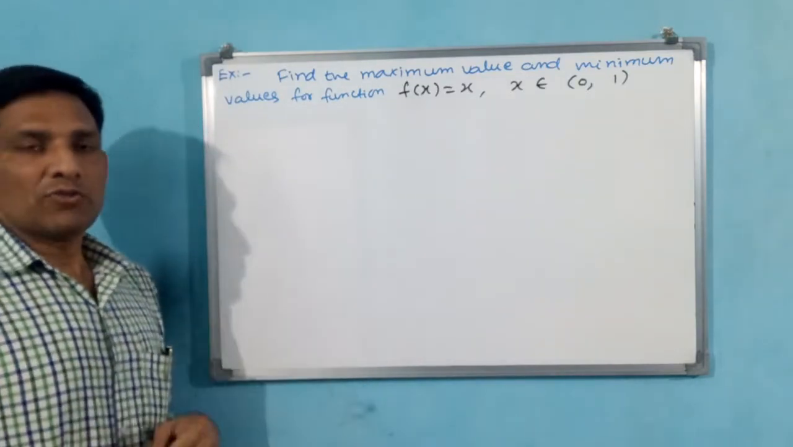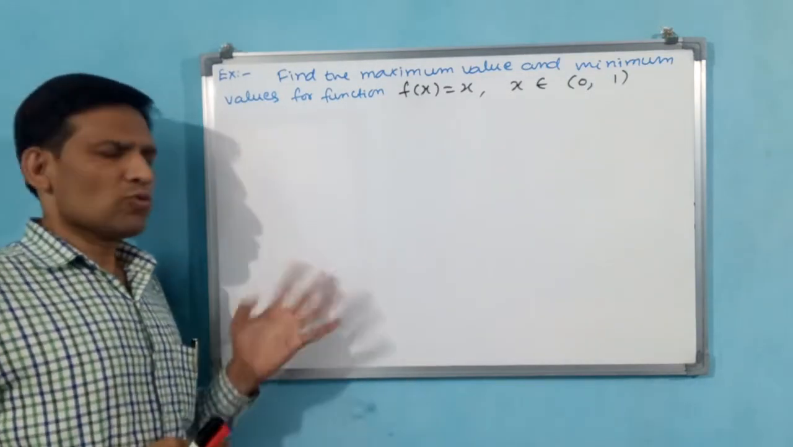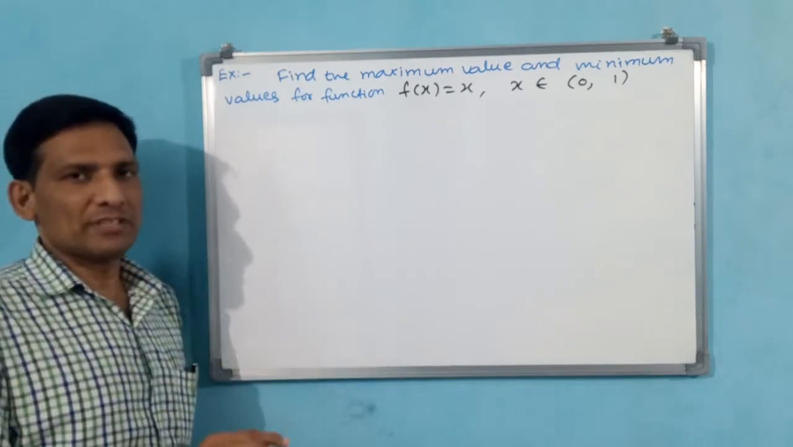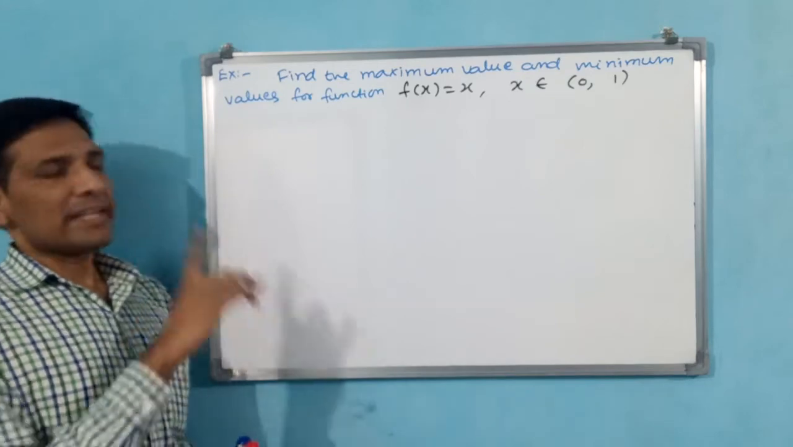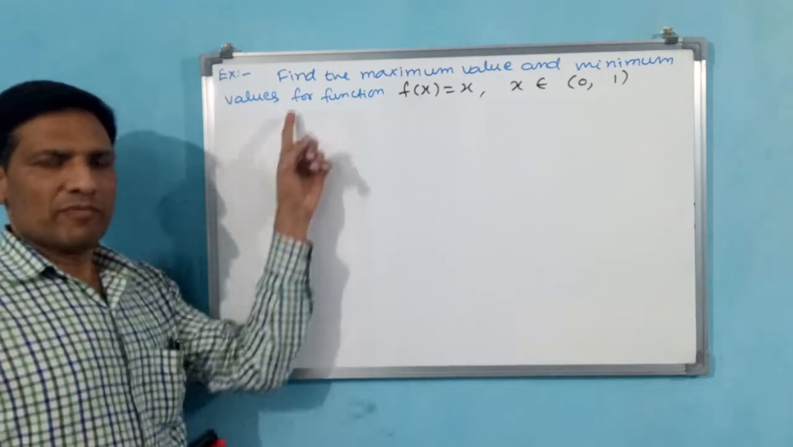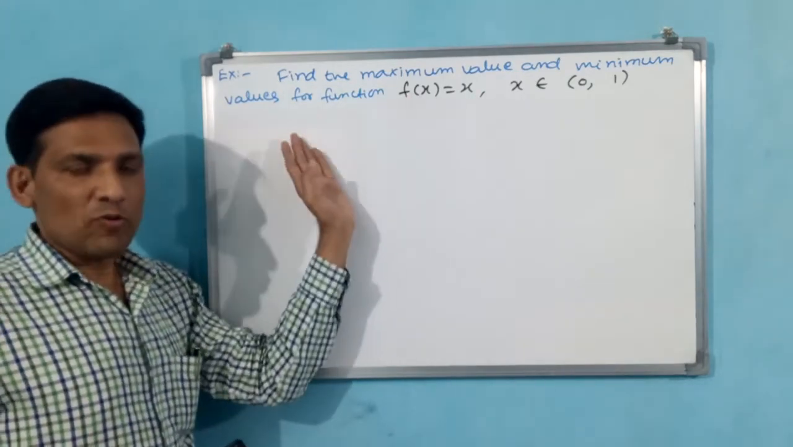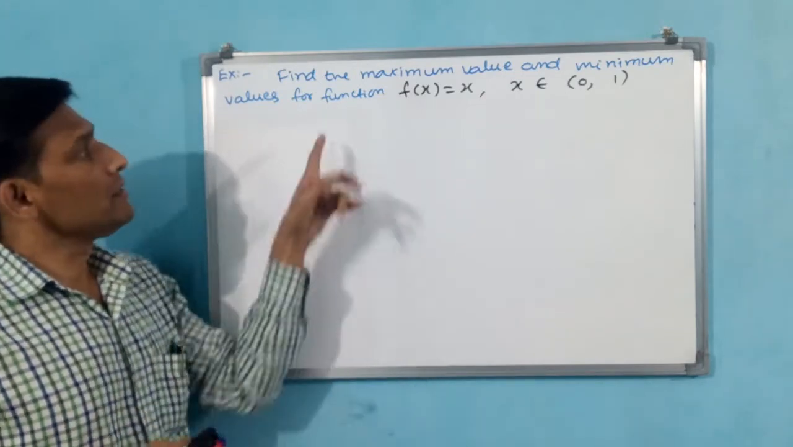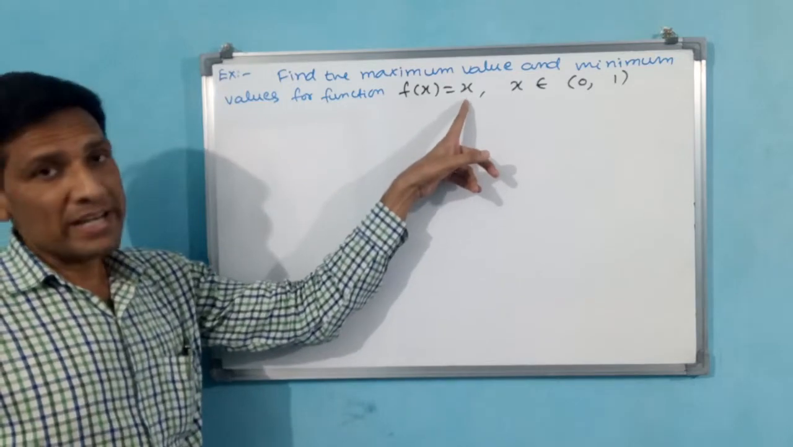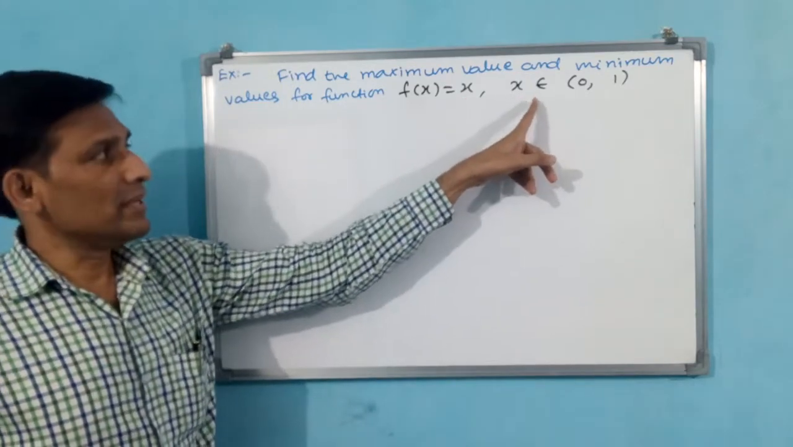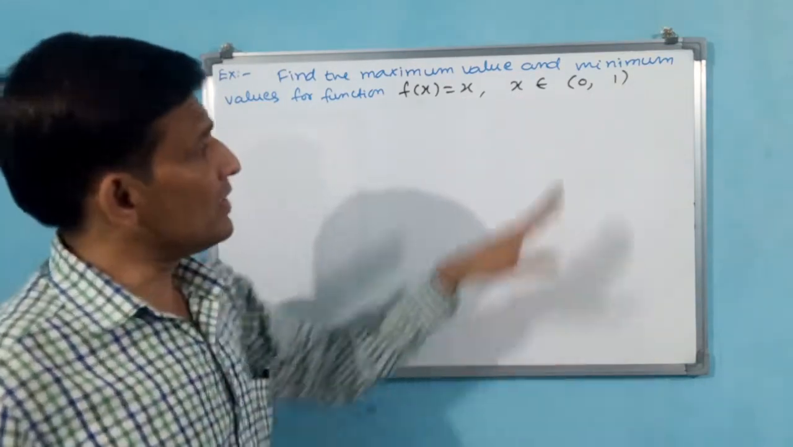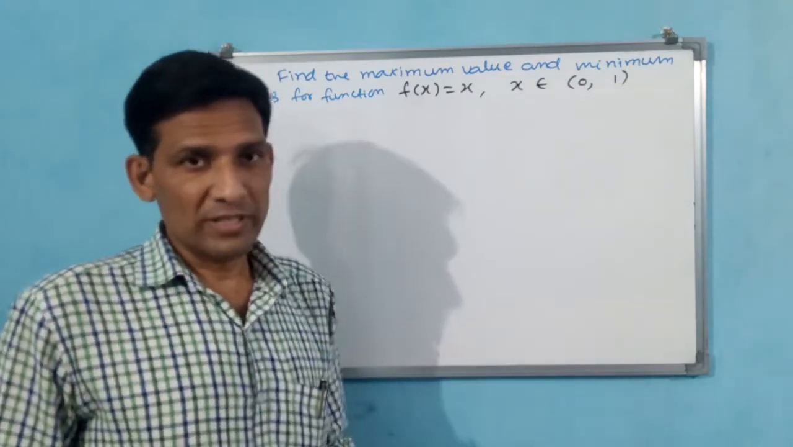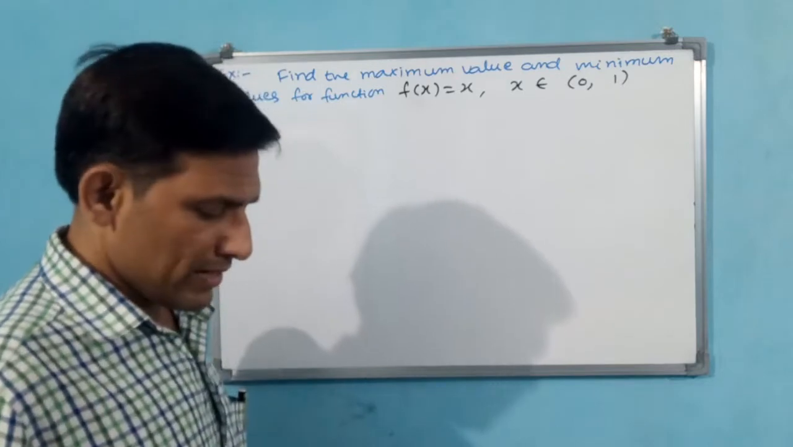Now see the second example. With these two examples we can understand the concept. That is why I have chosen these two examples. Second example: find the minimum value and maximum value. If not available, then we cannot write not available. Function f(x) = x only, but domain x belongs to 0 to 1. You should not take 0, 1. Why? Because it is an open interval, not a closed interval. Keep that in your mind.